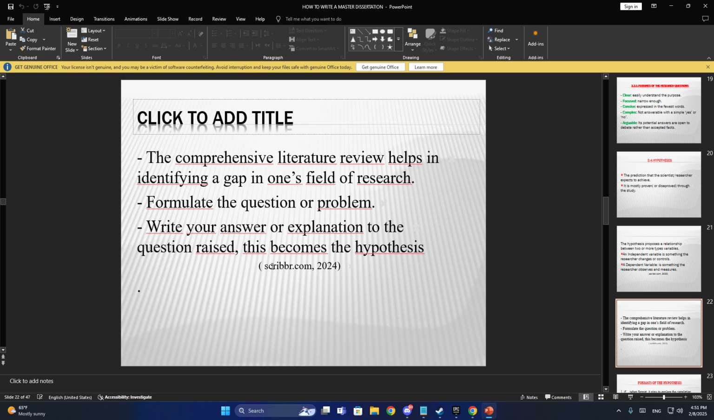It helps me also to formulate the question or problem, since I have identified the gap or the problem or the issue I'm going to discuss or highlight. Then it becomes easy for me to formulate my questions that should be clear, that should be focused, that should be concise, that should be debatable, arguable, etc. Then you write your answer or explanation to the question raised. This becomes a hypothesis.